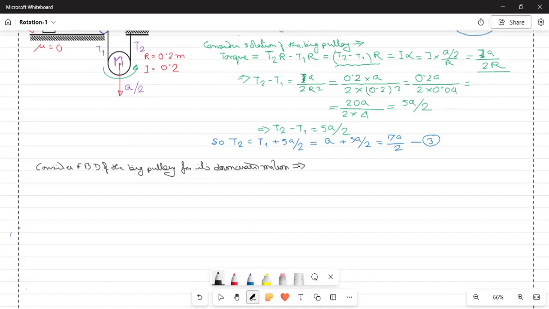If you do consider that, then what do you find? Its downward force is capital Mg, minus, there are two upward forces, T1 and T2. So Mg minus T1 minus T2 is the net downward force, which causes an acceleration of A by 2 on a mass capital M. Right? So from here we get capital Mg minus, we have already got the values of both T1 and T2. T1 is A, T2 is 7A by 2. This is equal to capital M A by 2.